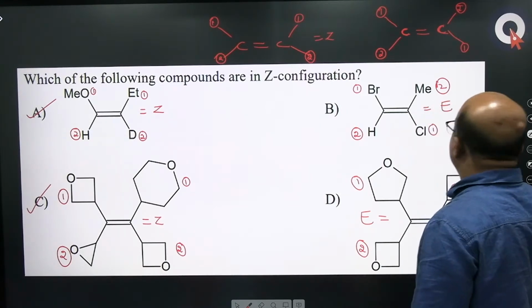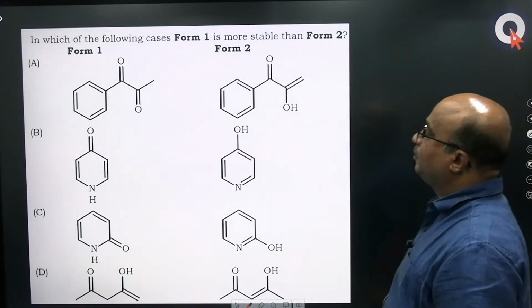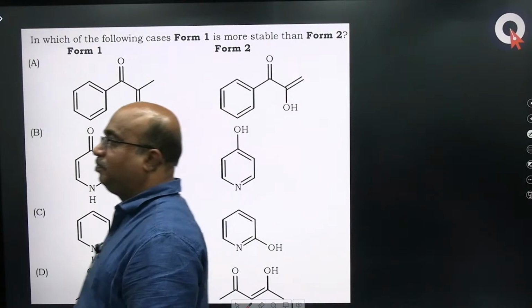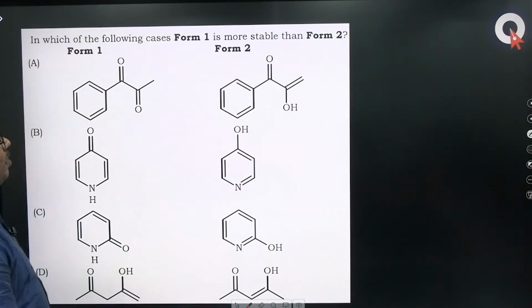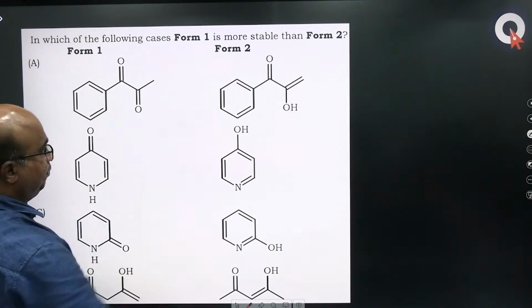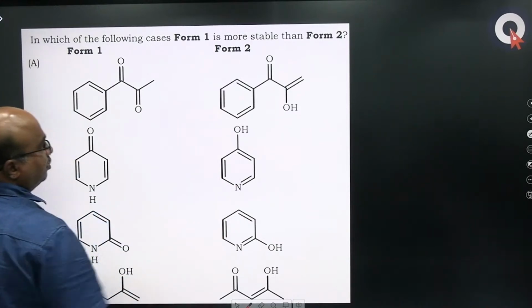Let us see the next. Anyhow, I think we have an empty one to explain this. Now, in which of the following is form 1 more stable than form 2? So form 1 structures in different options, form 2 structures.